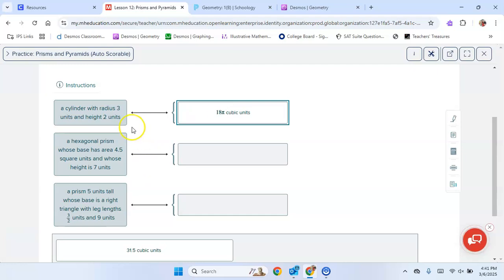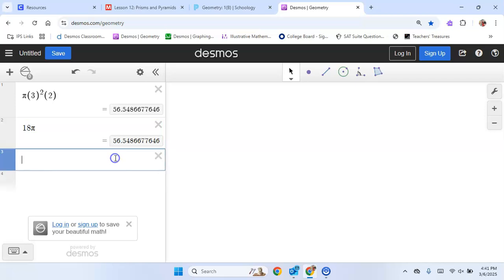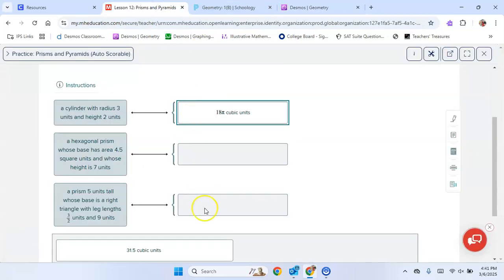A hexagonal prism whose base has an area of 4.5 square units and whose height is 7 units. That would be area of the base times height. So 4.5 times 7, 31.5.